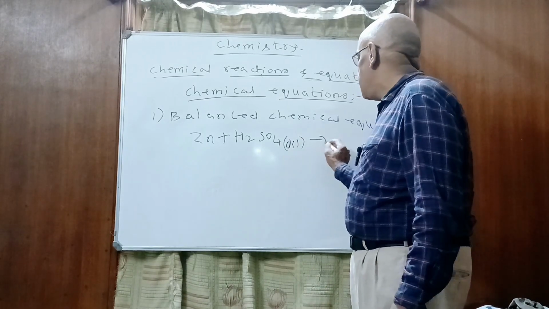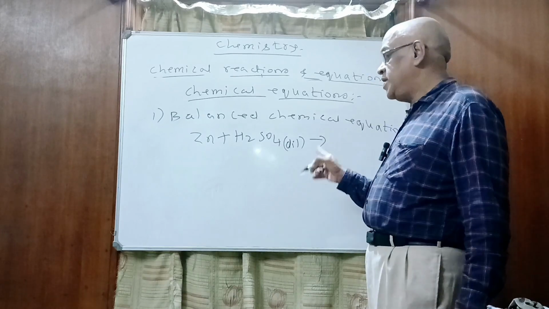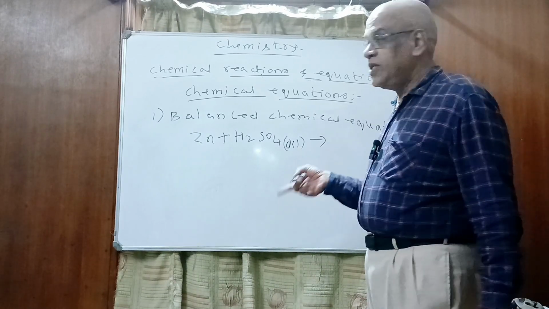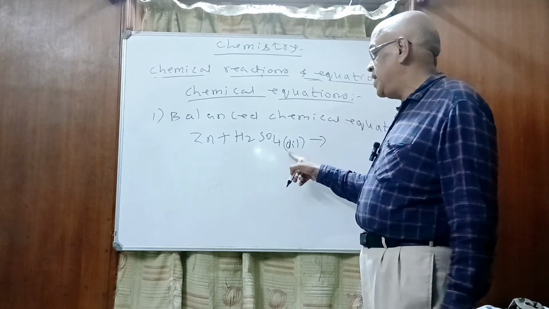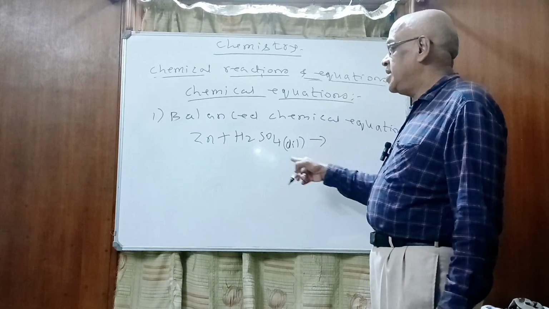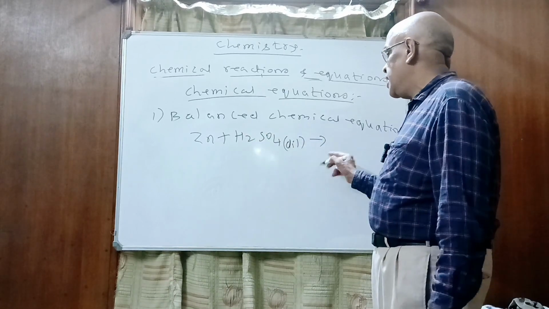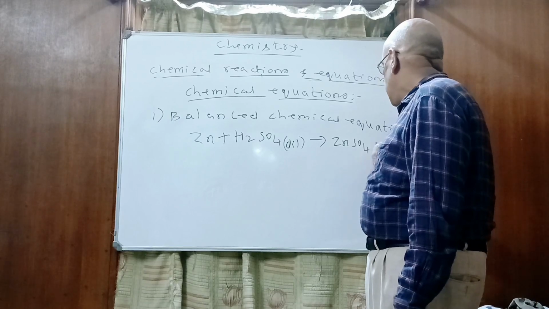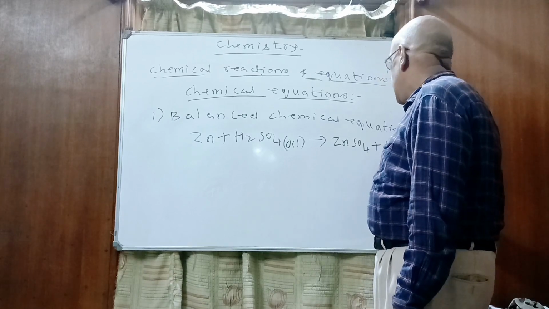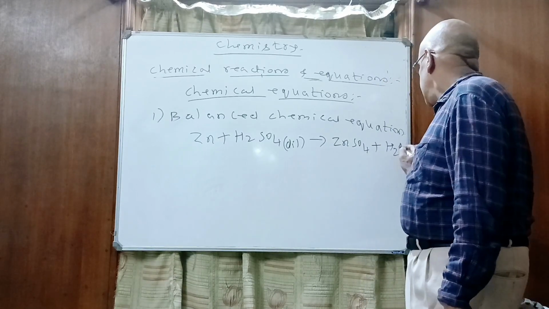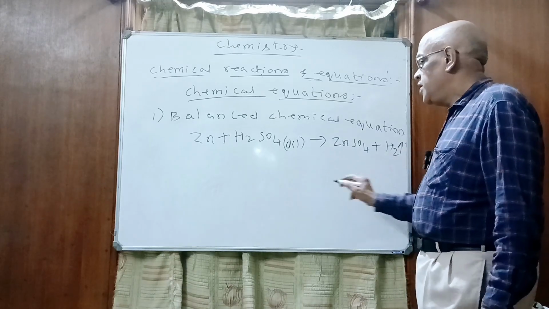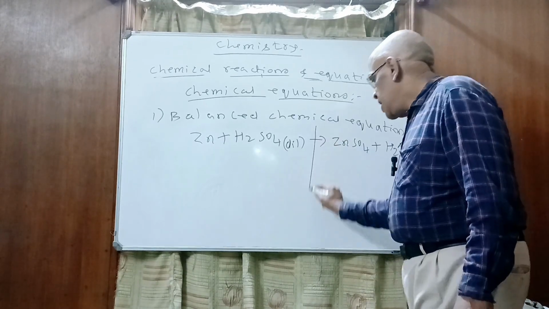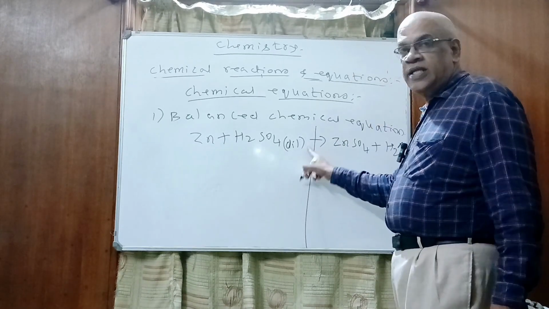When I come to the next chapter, I will discuss in detail what is dilute acid and what is concentrated acid. Zinc reacts with dilute sulfuric acid. What do we get? Zinc sulfate plus hydrogen gas is liberated, H2. See children, put a line here on this arrow mark.